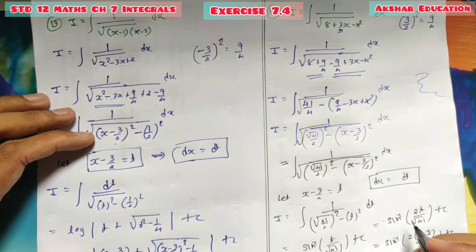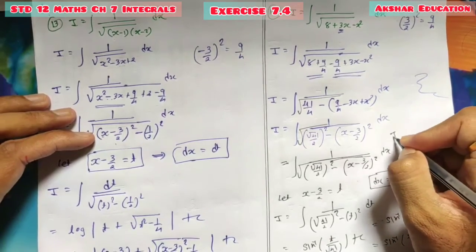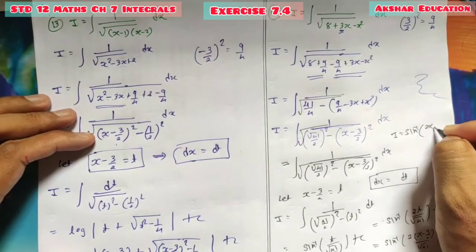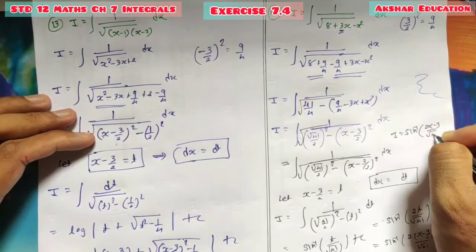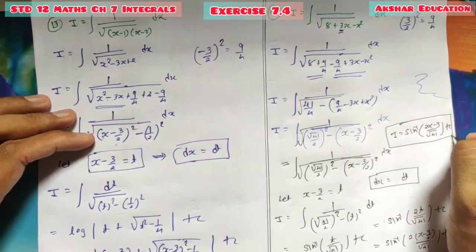Further simplification, you can also write sine inverse 2x minus 3, so integration I is sine inverse 2x minus 3 upon root 41 plus c is the answer. Clear, students?